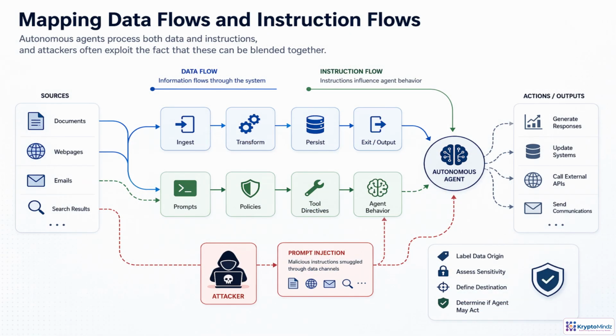With agents, we need to model two flows at once. Data flow asks where information comes from, how it is transformed, where it is stored, and where it leaves. Instruction flow asks what can influence the agent's decisions, including prompts, policies, tool directives, and prior outputs. Prompt injection exploits the boundary between those flows. A web page or email may look like data, but contain instructions the agent might follow. So threat modeling must label origin, sensitivity, destination, and whether the agent is allowed to act on that content.